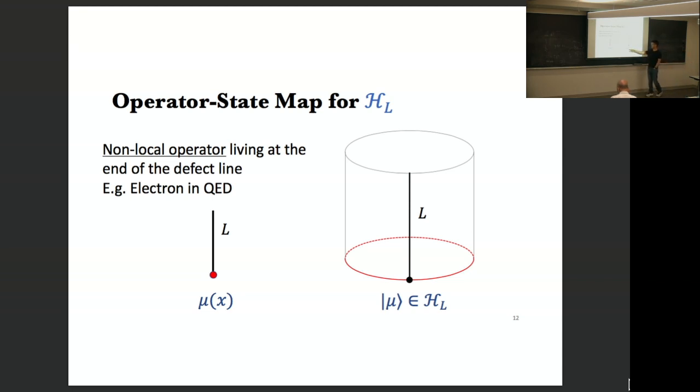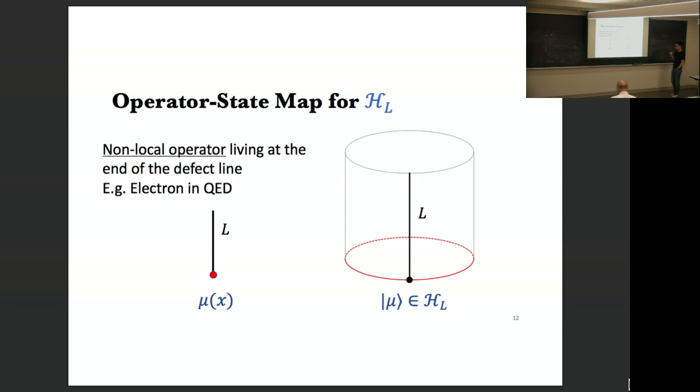Suppose I prepare a state mu in this twisted sector, then I can do the operator state map to go from a cylinder to a complex plane. Under the operator state map, the spatial S1 is shrunk to a point, this red point on the left. The defect is mapped to there. So you can see that a state in the twisted sector is now mapped to a point-like operator living at the end of the topological line L.